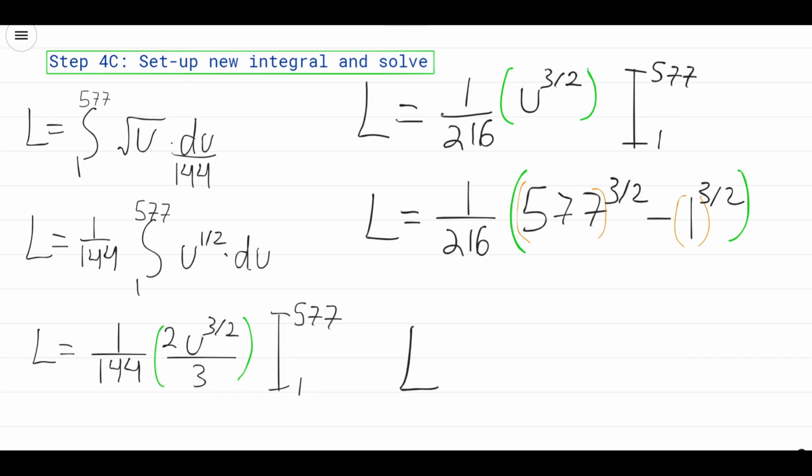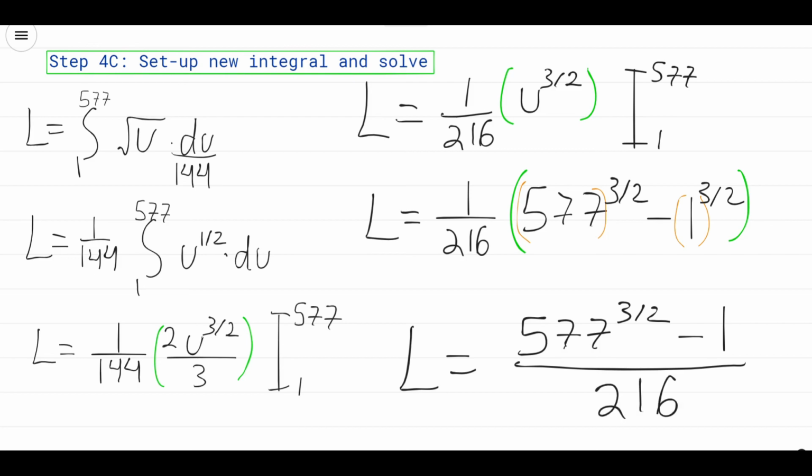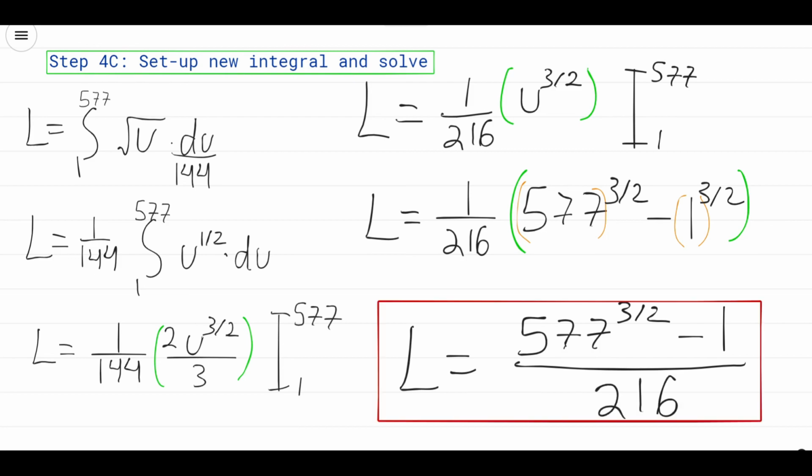So you simplify this. We get L is equal to 577 raised to 3/2 minus 1, because 1 to the 3/2 is 1, divided by 216. And that's as far as I took it. You could compute it in your calculator. I'm not going to, because I think this is actually a better way of presenting your answer. So let's move on to the next problem.